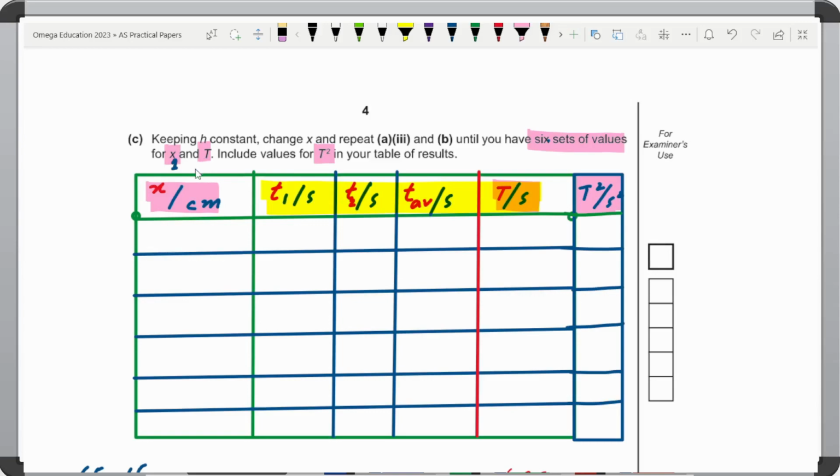Now, how do we fill the table? While you fill the table, you have to consider these important pointers. The very first one is range. And many of the students are not aware of it. So you see, you have to include the set of values for x and t. So x is the quantity that you're going to change.